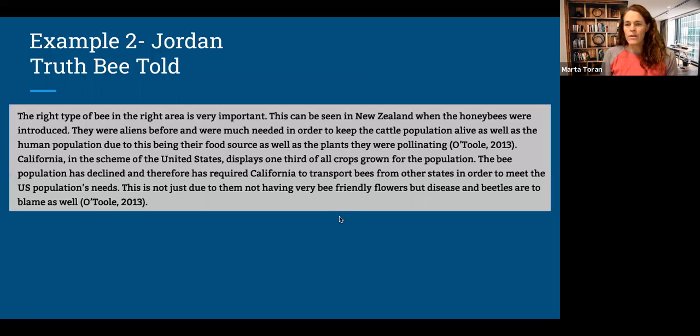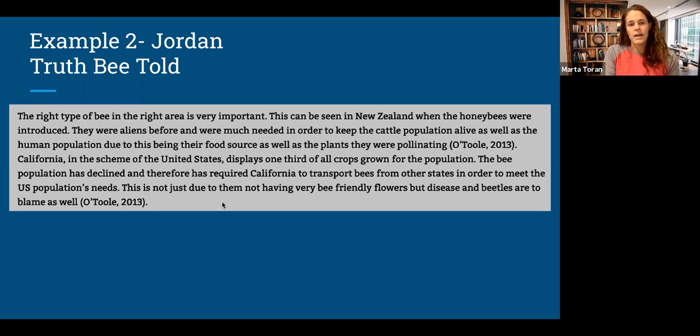Let's look at another example. Jordan was looking at whether we should protect bee populations. And one of the claims that is made here is that we need to make sure we are protecting the bee populations that are native to each specific area and not just bee populations in general. And the source for that evidence is O'Toole 2013.